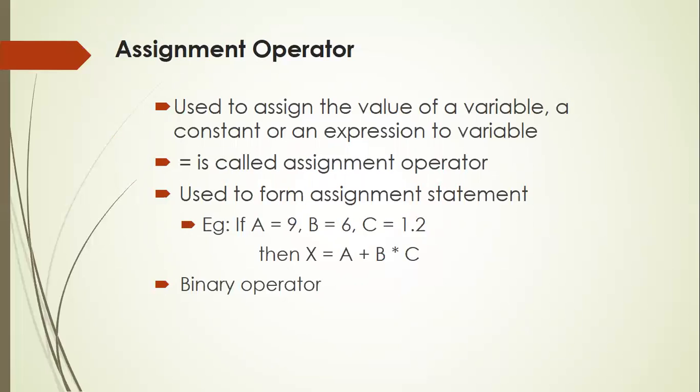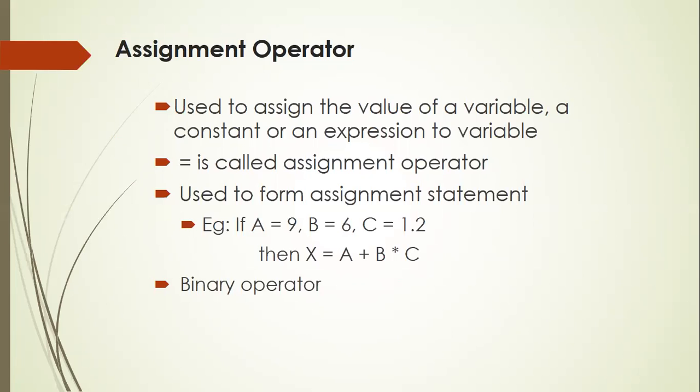The assignment operator is used to form an assignment statement. Example: if A equal to 9, B equal to 6 and C equal to 1.2, then X equal to A plus B into C, that statement we call an assignment statement. Here, the result of A plus B into C, first B into C, then its result is added to A, then the whole result is assigned to the variable X.